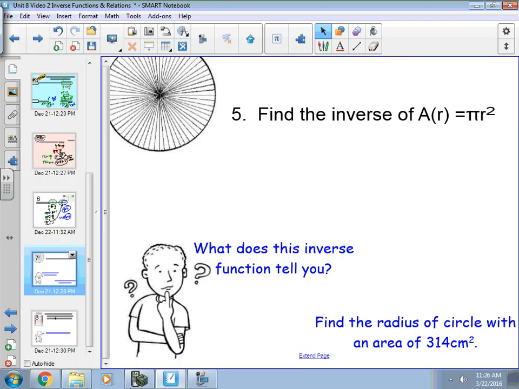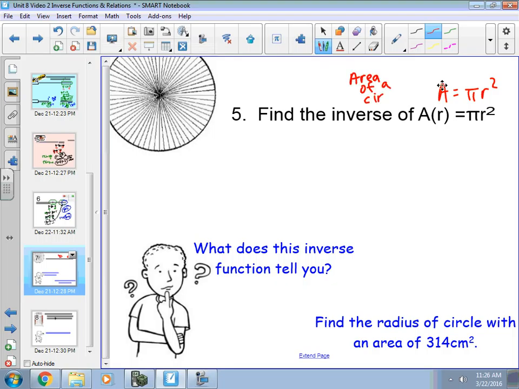All right, let's look at another problem. What's the inverse of this equation? You guys have seen this equation before. This equation, A equals pi r squared, is the area of a circle. So that's the equation for area of a circle. They want us to find the inverse. Well, what's the inverse? Instead of an A equals equation, we want to solve for an r equals equation.